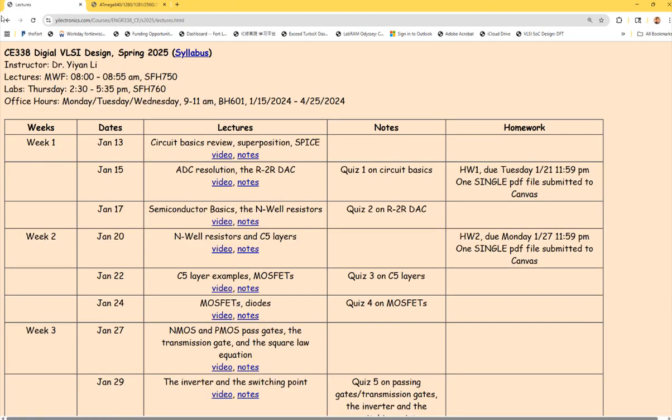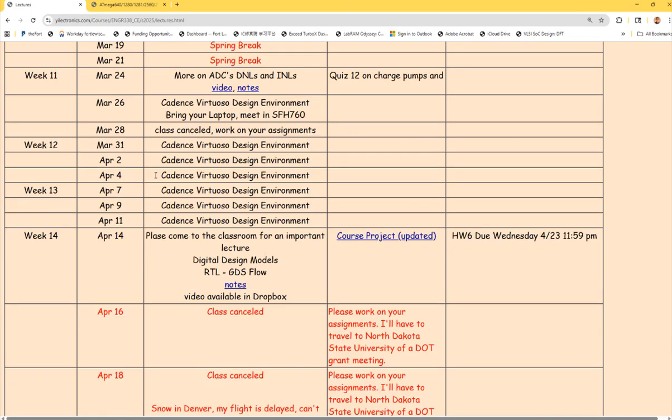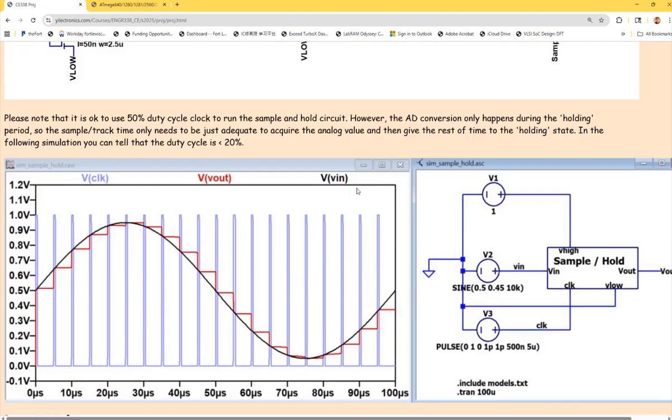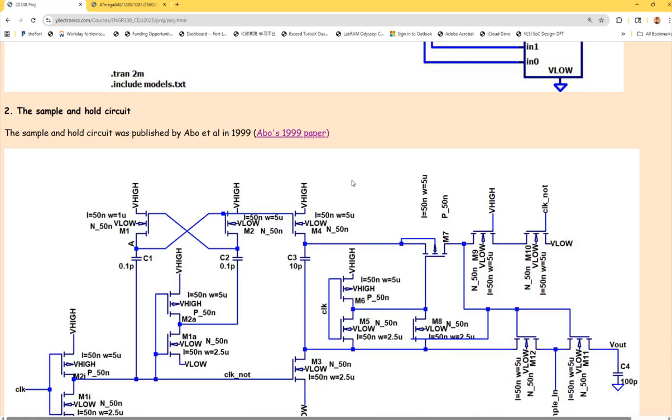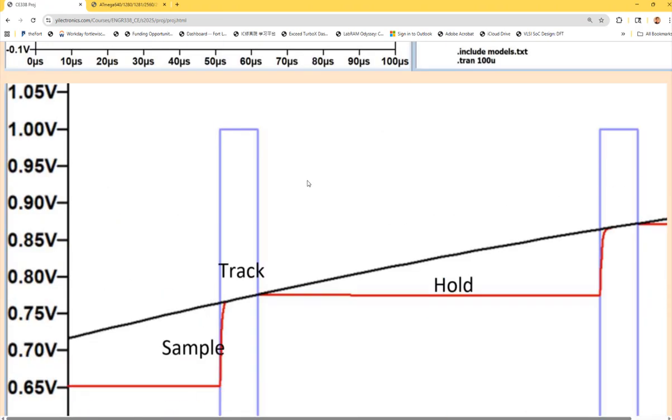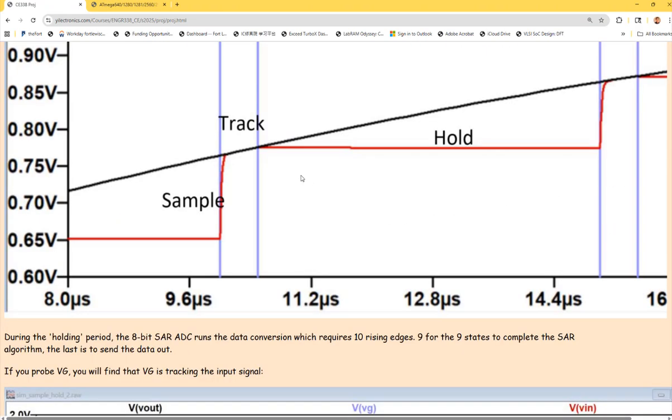I'm going to work on the course project webpage, but now I'm just using the one from the last semester. There are some issues, and I optimized it. Now we have a better timing clock to control the logic. This is definitely going to get a better result.